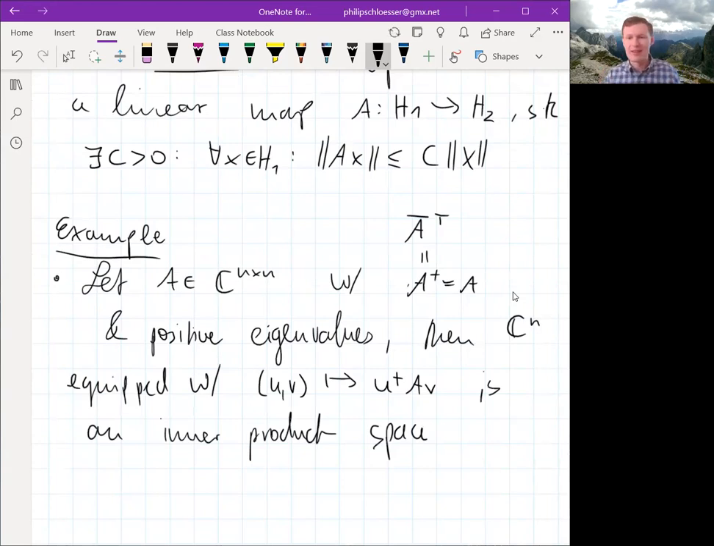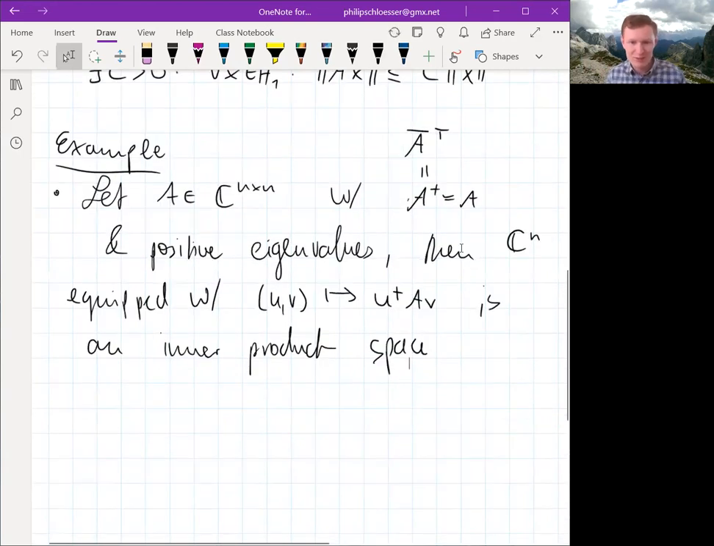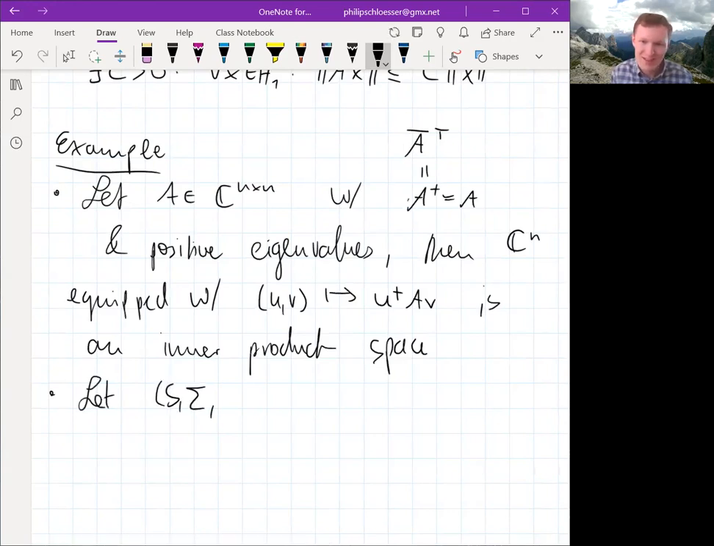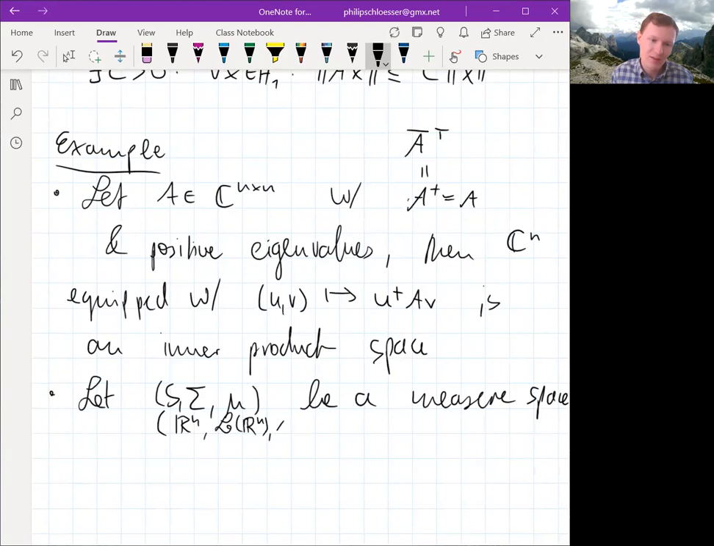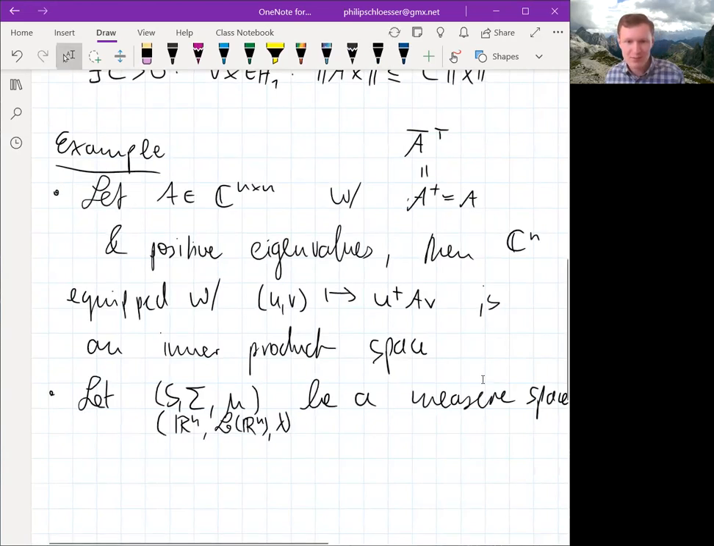Special case, you take A to be the identity matrix, and you recover the canonical inner product on Cn. Next example, which is way more relevant to quantum mechanics, again presented in all generality: let S, sigma, mu be a measure space. Think R to the n with the Borel sigma algebra and the Lebesgue measure for all intents and purposes.